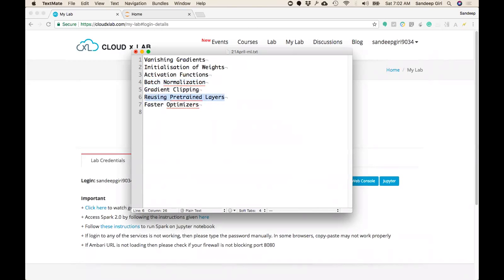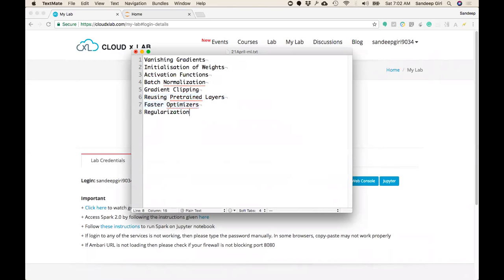Afterwards, we learned about how we reuse pre-trained layers, as in transfer learning. Then we started with the next topic called faster optimizers. After this, we will learn about regularization, and that will be pretty much it. All right. So this is where we are right now.